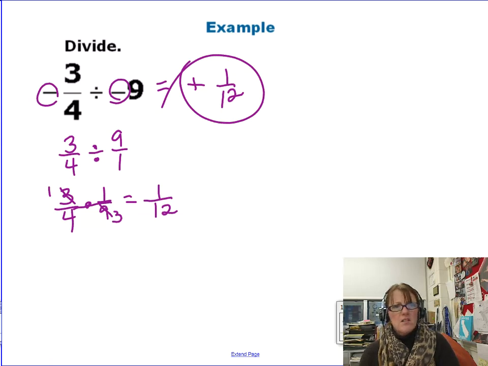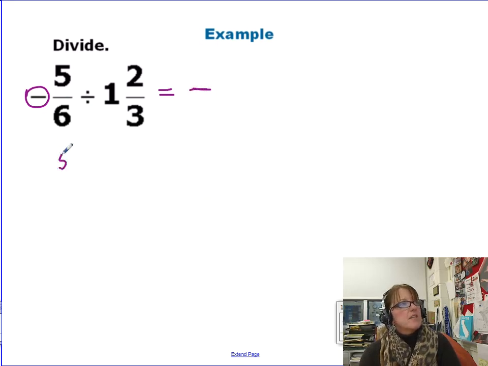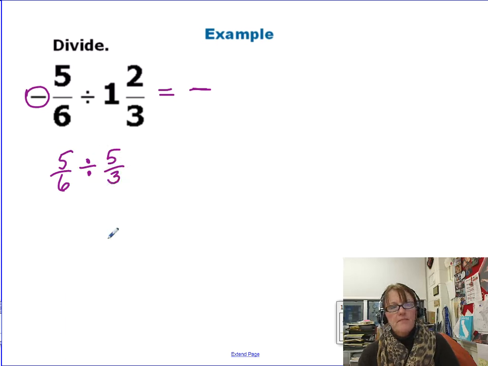Sweet. Oh my gosh, this is just like multiplying from yesterday. Yeah, not that bad. Okay, negative times or divided by a positive. My signs are different. That means my answer is negative. The 5/6 is being divided by, make this an improper fraction, 5/3. Now, rewrite this as a multiplication problem. 5/6, instead of dividing by 5/3, we're going to write multiplied by 3/5.